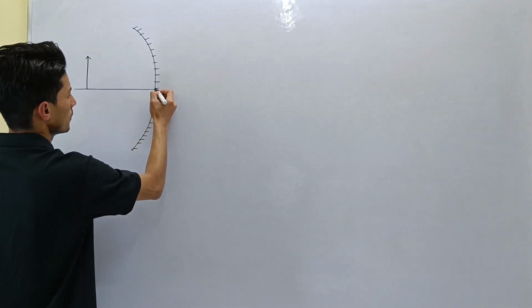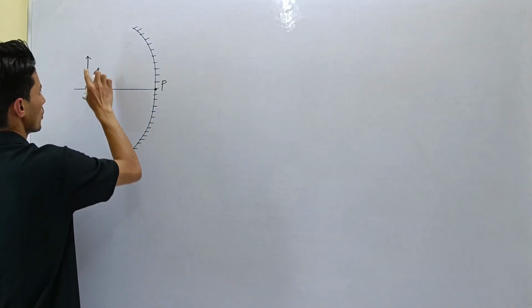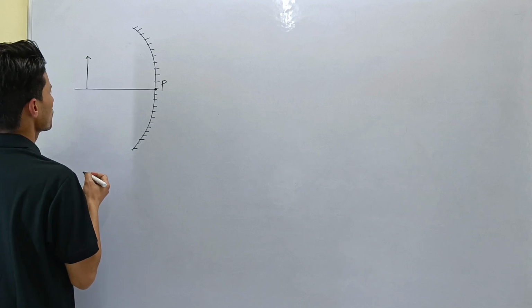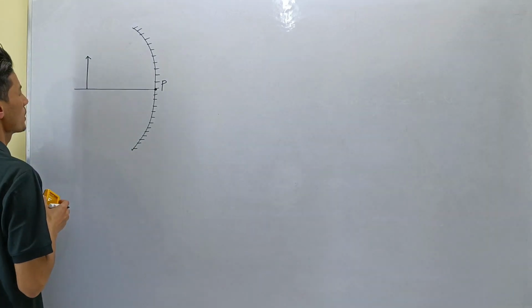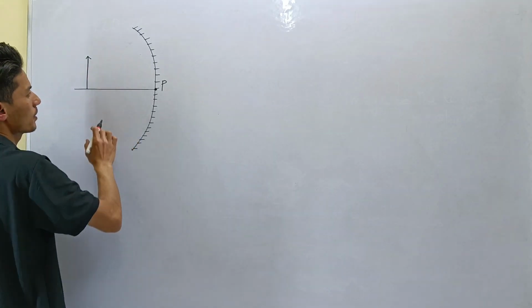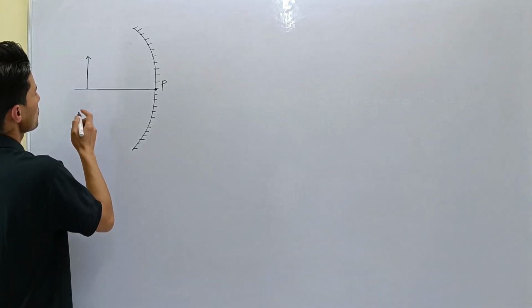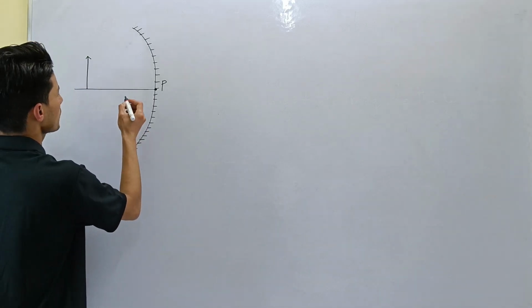This is the pole. This is the object. Where should I keep the object so that the object is bigger than the image? It should be behind C. Okay, if it is behind C, then it will be alright.